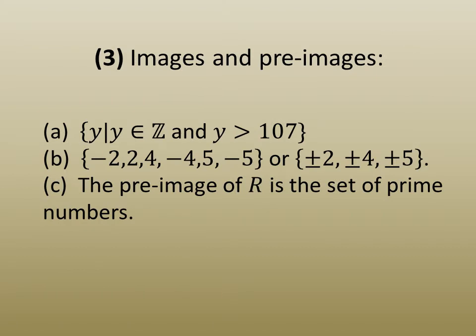Question 3. Part A. The image is a set of all integers greater than 107. Part B. To find the image, we take the union of the images of the elements, and to do so we solve the equations where 4 equals y squared, 16 equals y squared, and 25 equals y squared, which is this set. Part C. The pre-image is a set of all prime numbers, because no integer greater than 1 divides a prime number.